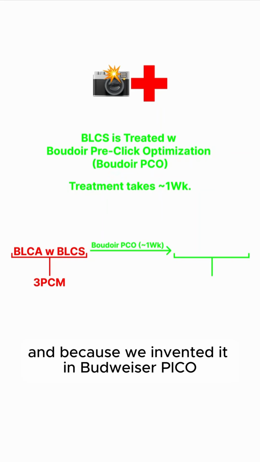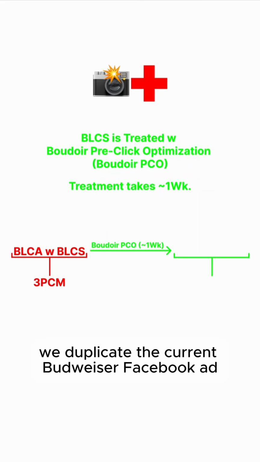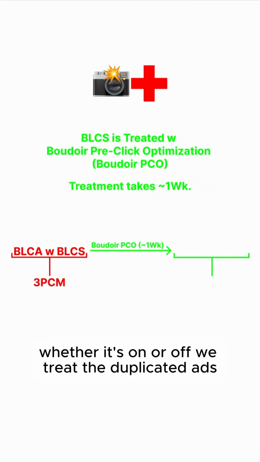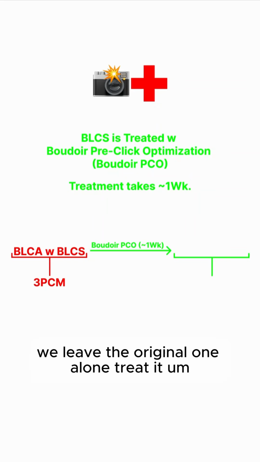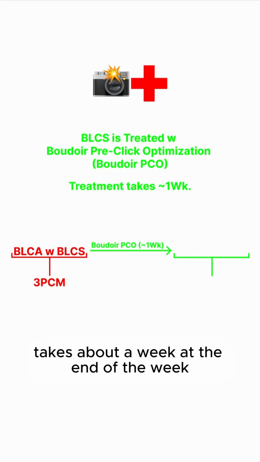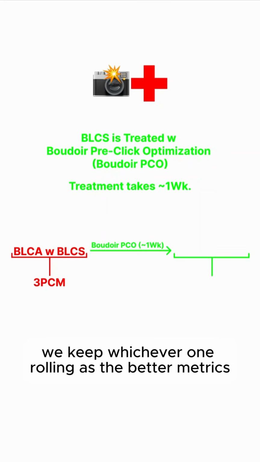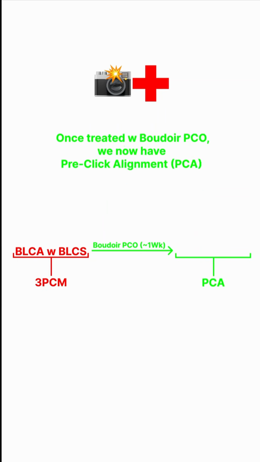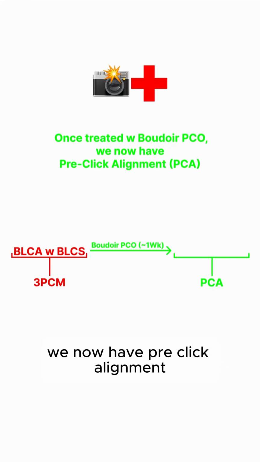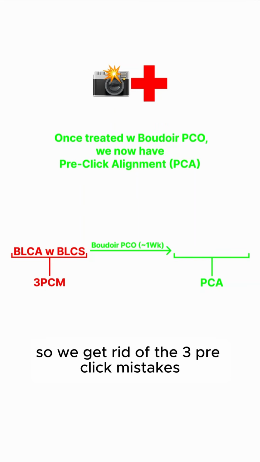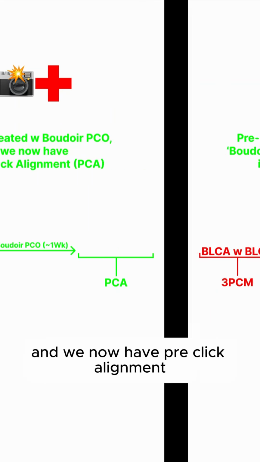In Boudoir Pico, we duplicate the current Boudoir Facebook ad, whether it's on or off. We treat the duplicated ad, so we leave the original one alone. Treat it, takes about a week. At the end of the week, we keep whichever one is rolling with the better metrics. Now, once treated with Boudoir Pico, we now have pre-click alignment. So we get rid of the 3 pre-click mistakes, and we now have pre-click alignment.